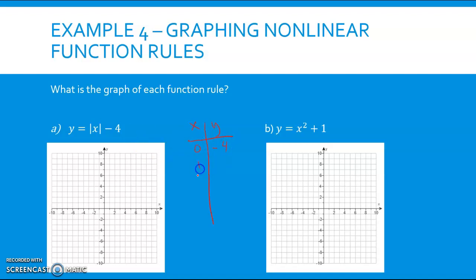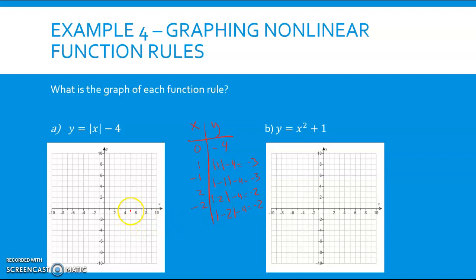What happens when I put 1, negative 1, 2, and negative 2 in? Some weird stuff's going to happen, right? Let's see here. The absolute value of 1 minus 4 equals negative 3. The absolute value of negative 1 is still positive 1. Minus 4 equals negative 3. The absolute value of 2 is 2 minus 4 equals negative 2. And the absolute value of negative 2, minus 4 equals negative 2 again.